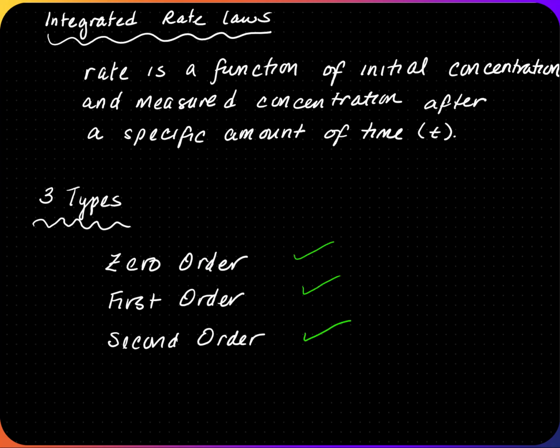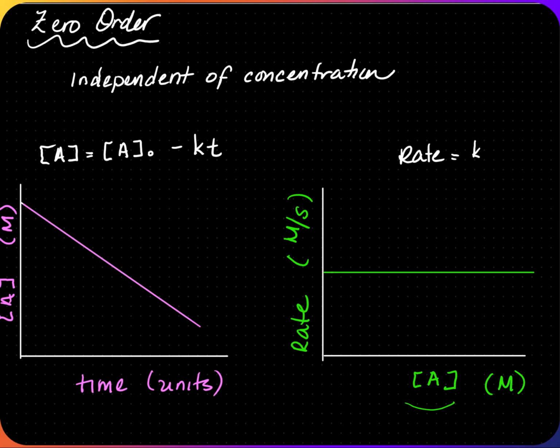For this section, you need to just memorize the equation. We are not going to do integrals. Zero order is independent of concentration. When we wrote the rate equation in the previous unit, we learned that rate is equal to k. The reason rate is equal to k is if we have any concentration to the power of 0, that is equal to 1. So the rate just becomes k.